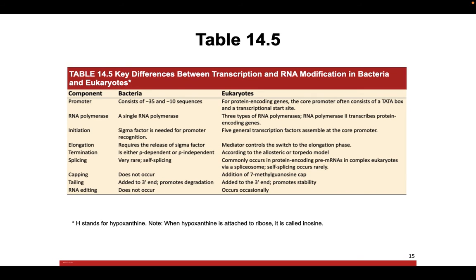Capping does not occur in bacteria and does in eukaryotes because bacteria doesn't have a nucleus. Tailing happens in bacteria, but it's a little different. It actually promotes degradation in bacteria, whereas in eukaryotes it promotes stability. RNA editing does not occur in bacteria, and it occurs occasionally in eukaryotes.